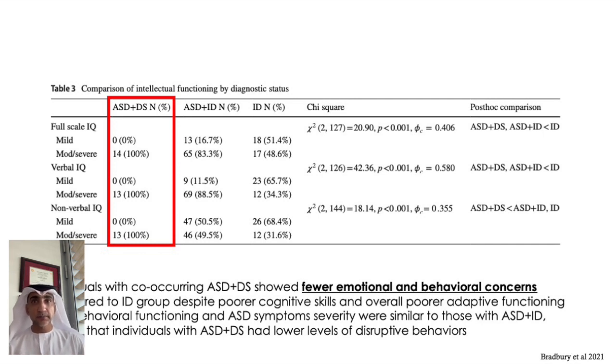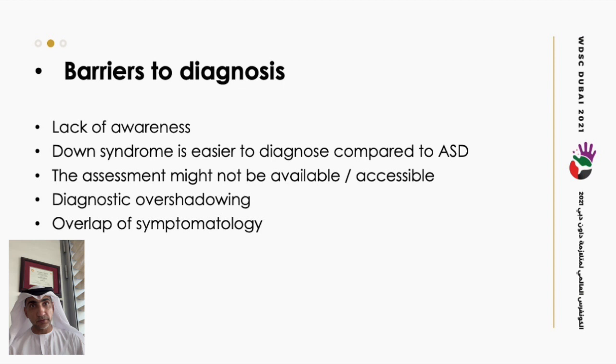So next, what are the barriers to the diagnosis? What could be barriers to diagnosing autism in children with Down syndrome? First, lack of awareness. As discussed earlier, ASD was perceived to be extremely rare among children with Down syndrome, although this is not the case based on the evidence that we showed.